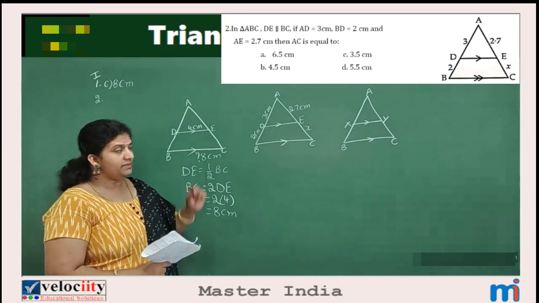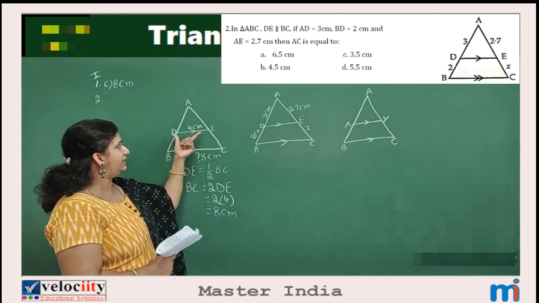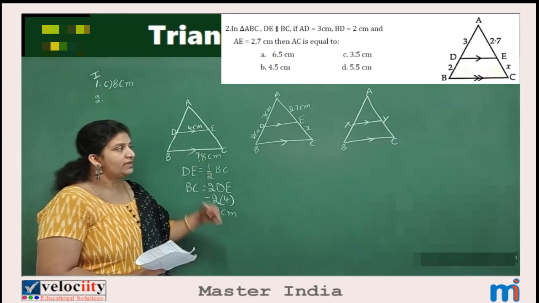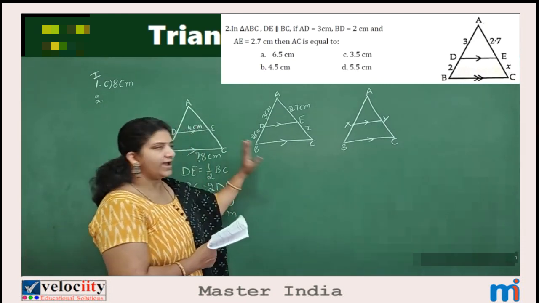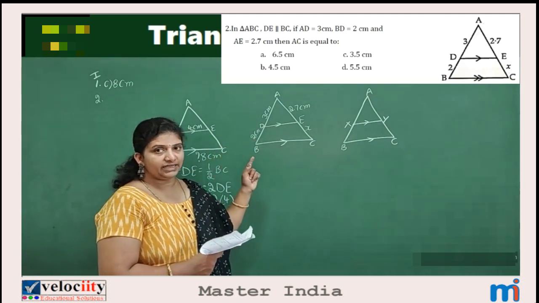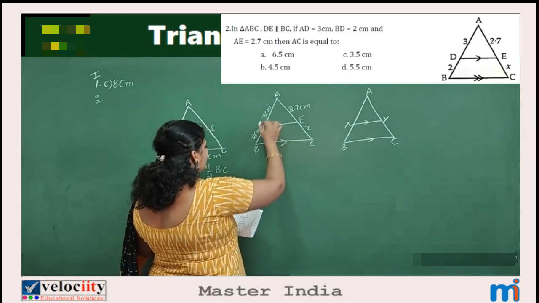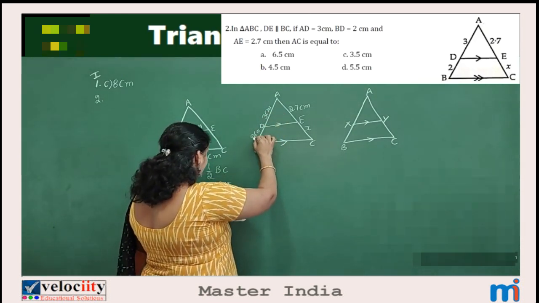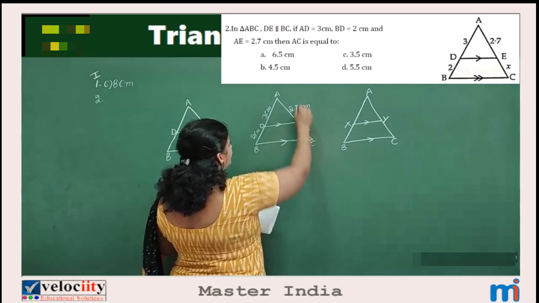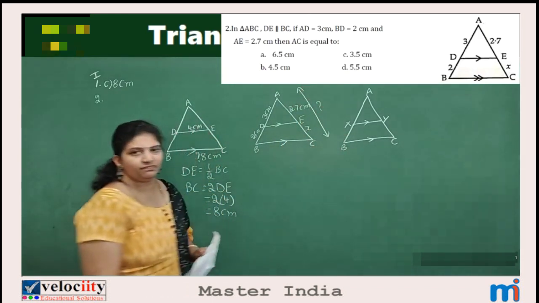By the midpoint theorem, these two are parallel and these two are midpoints. I can say that DE is half of BC or BC is 2 times DE. Second one, in triangle ABC, DE parallel to BC. If AD is equal to 3 centimeters, BD is equal to 2 centimeters and AE is equal to 2.7 centimeters, then AC is equal to, this is your question.